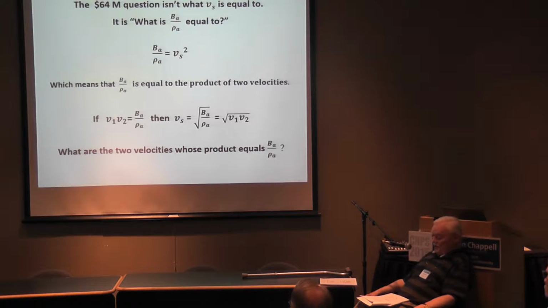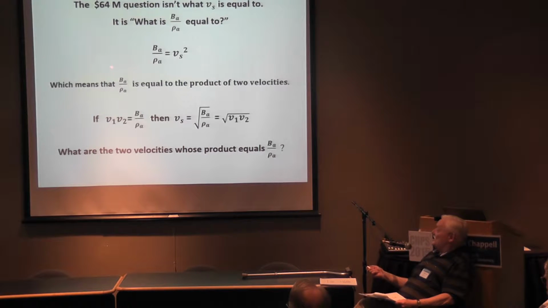So the $64 million question though isn't what Vs is equal to, it's what the ratio of the bulk modulus to the density is. And it's equal to the velocity of sound squared. Why is it the velocity squared? Why isn't it just the velocity? What's going on here that makes the speed of sound the square of the velocity? Well, we can fall into another implicit assumption and say that means it's the velocity of air multiplied by the velocity of air.